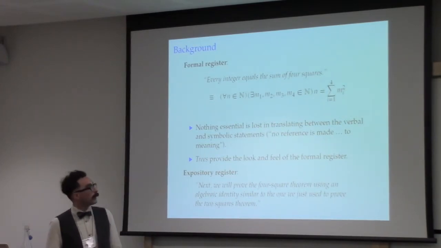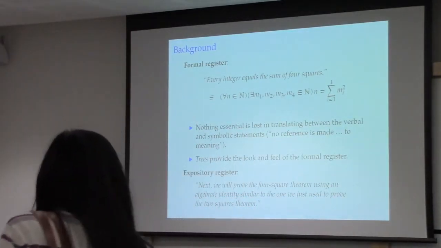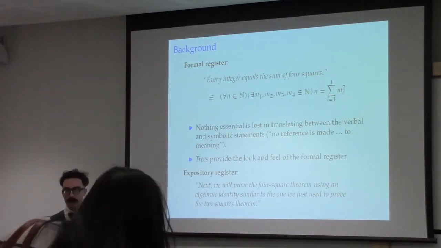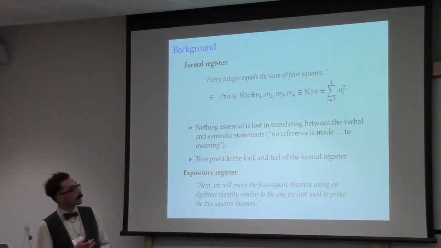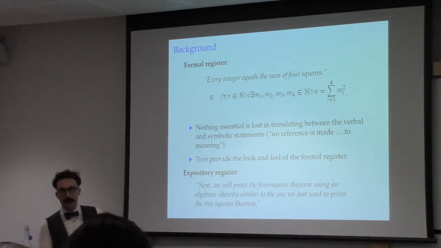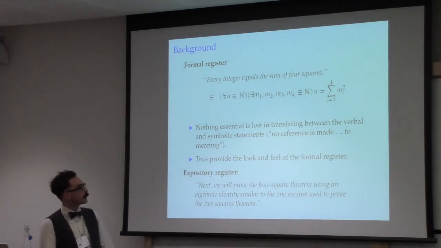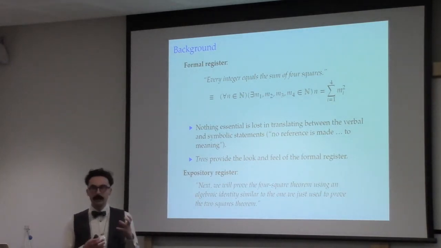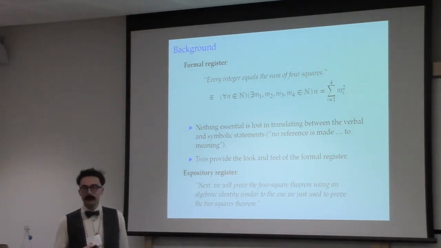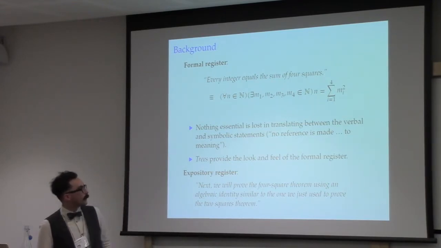In mathematics, you've got what we're calling a formal register, and that is where you talk about stuff, and you can transmit it into symbols and back, and there's nothing lost, okay? Every integer equals the sum of 4 squares. That's what that formula also says, and I think everyone who knows the symbols would say, yeah, they're equivalent statements. So nothing is lost, and here's a nice little quote, no reference is made to meaning. So no one says what these things mean inside of that formula. No one says, oh, I prefer M2 to M3, really, nothing like that.